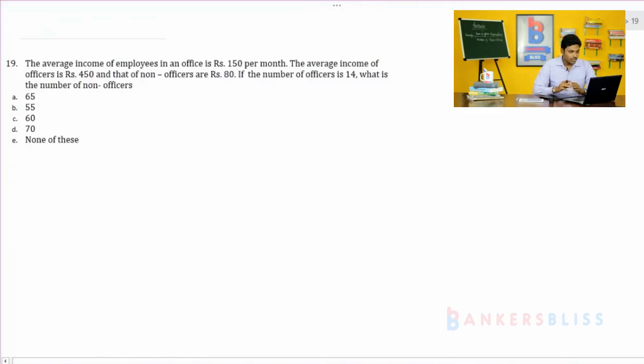Observe properly: the average income of officers is 450 and that of non-officers is 80. When both are considered together, the average becomes 150, which means the difference between 450 and 150 is 300, so one officer is contributing 300 to the non-officers.